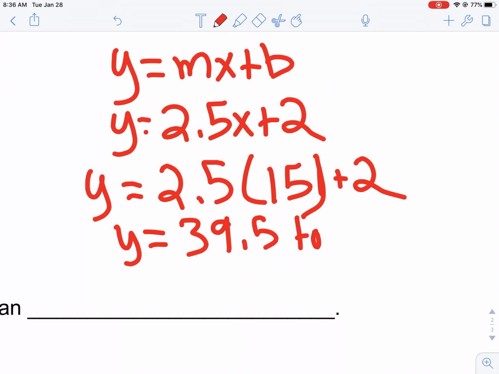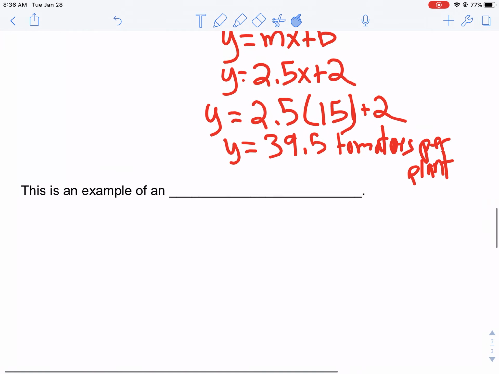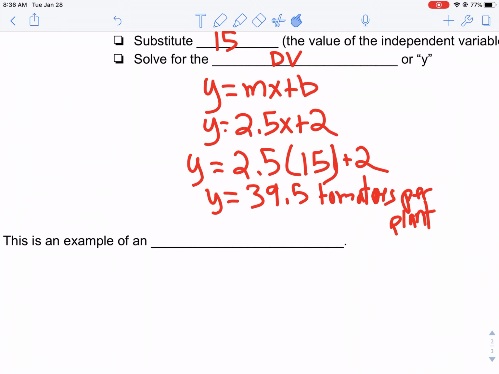39.5 tomatoes. Oh, these are such healthy tomato plants. Tomatoes per plant. Think of how delicious this would be after you just get to do these math problems and then enjoy, I don't know, some pasta with tomatoes on it.